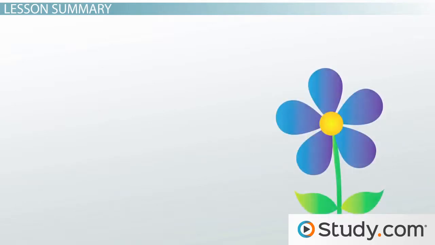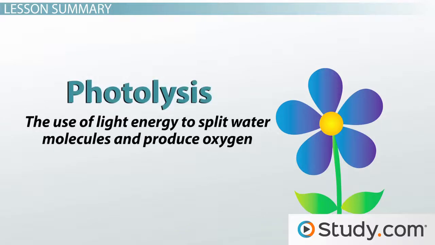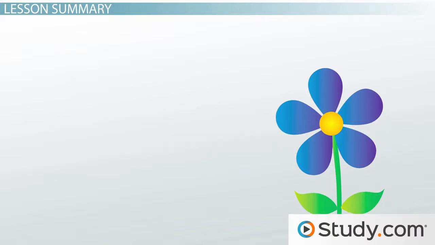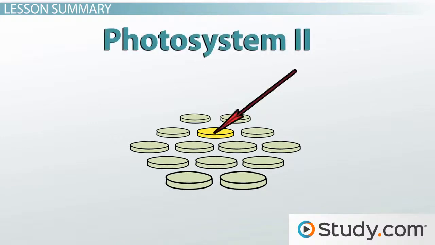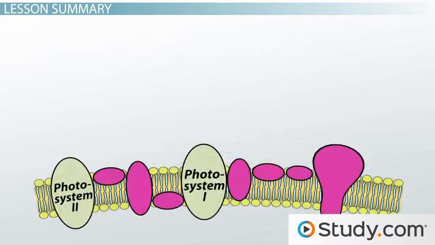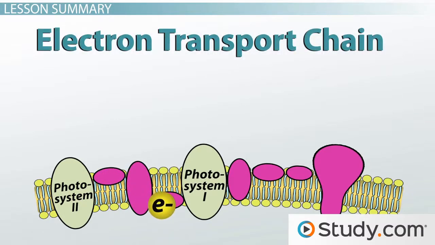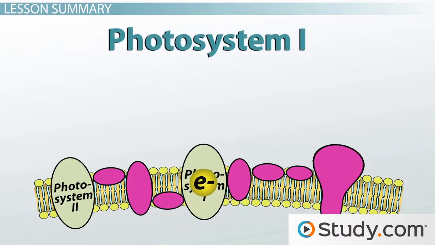In this lesson, we learned about the light reactions of photosynthesis. These reactions use photolysis, or the use of light energy to split water molecules and produce oxygen. In these light-dependent reactions, light energy is absorbed by chlorophyll and other pigments and transferred to the reaction center of photosystem 2. Here, electrons are excited to a higher energy level and pass down an electron transport chain to photosystem 1.